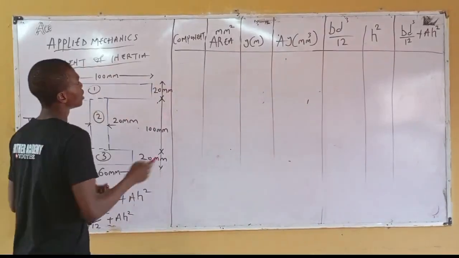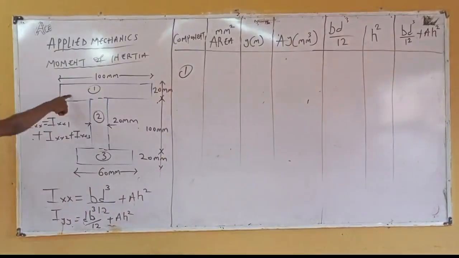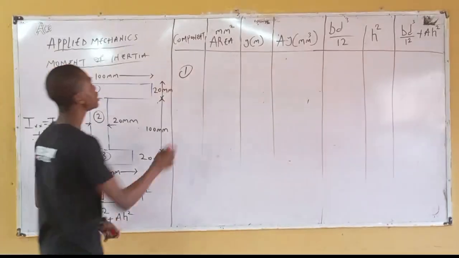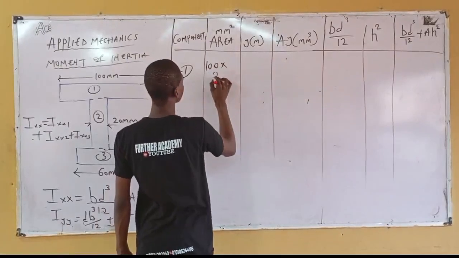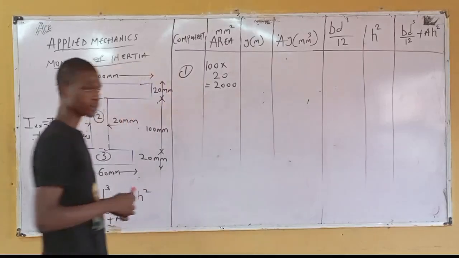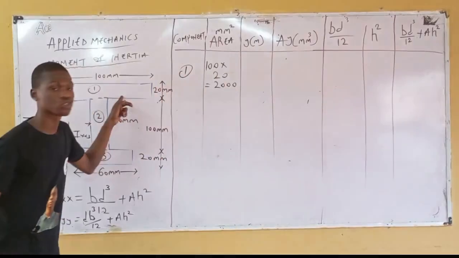From here, identify your component 1. From this diagram, this is your component 1. What's the area of this component 1? The length times breadth. Meaning, you have 100 times 20, and your answer is 2000. Now, what this y means is the centroid of this component 1.